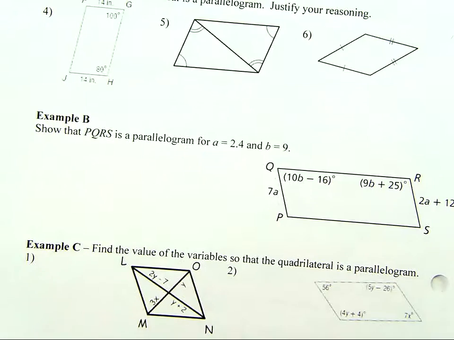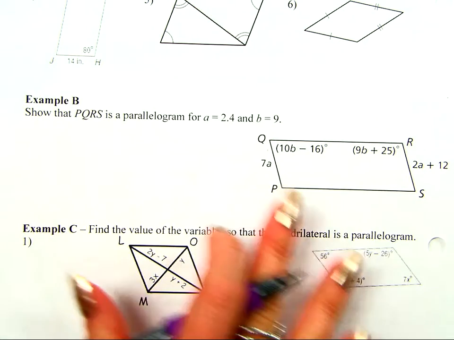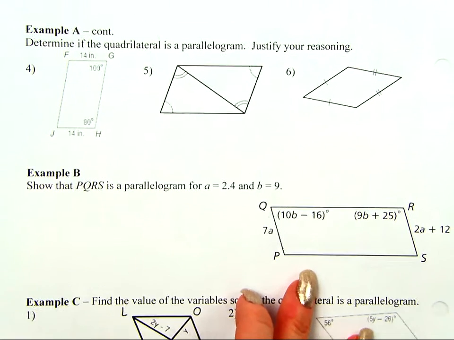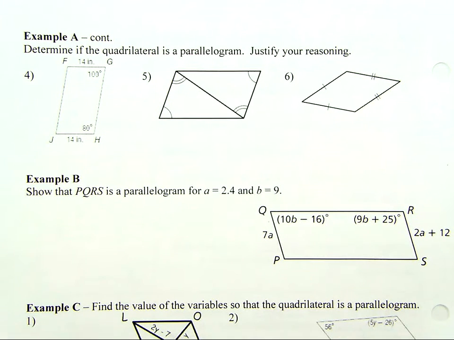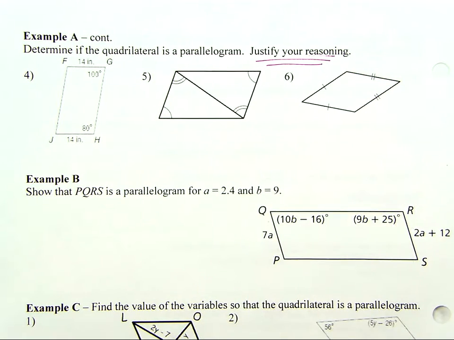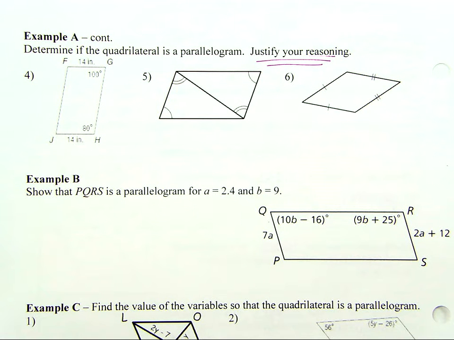Taking a look at the back side, we have a couple more figures that we want to take a look at, figures 4, 5, and 6, and we want to decide if we think that we have parallelograms. Again, I also want you to justify your reasoning. Figure number 4. Now this one is pretty tricky.